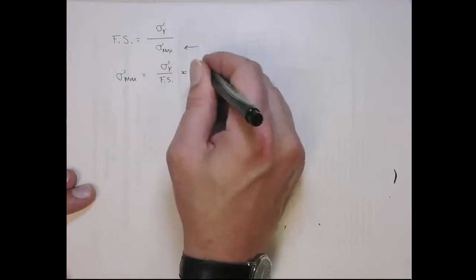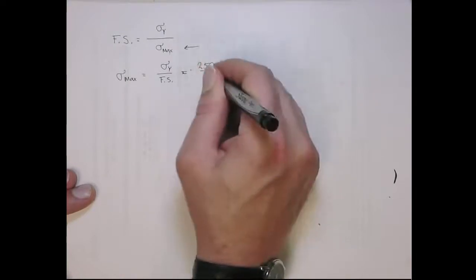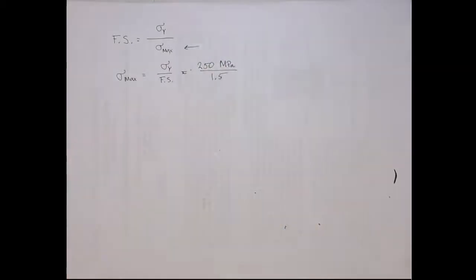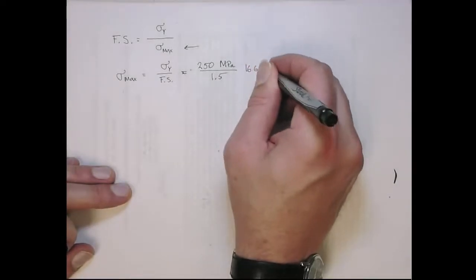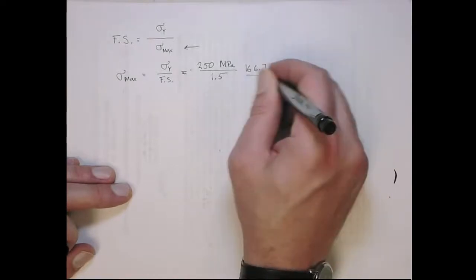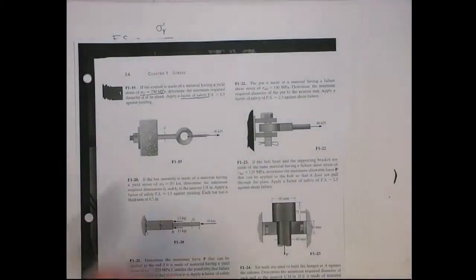In this case, that's 250 megapascals over the factor of safety of 1.5. That gives us 166.7 megapascals. So that means the maximum average normal stress in that cross-section of that shank cannot exceed 166.7 megapascals. In fact, that's what we're going to design to. So this factor of safety drops the stress down.